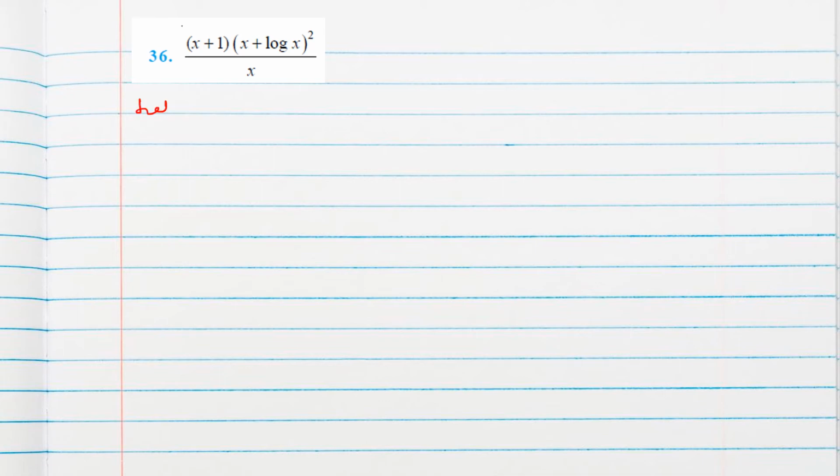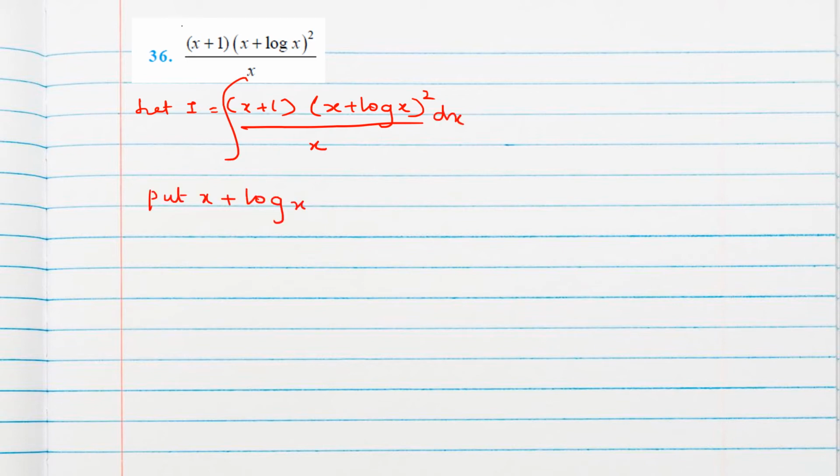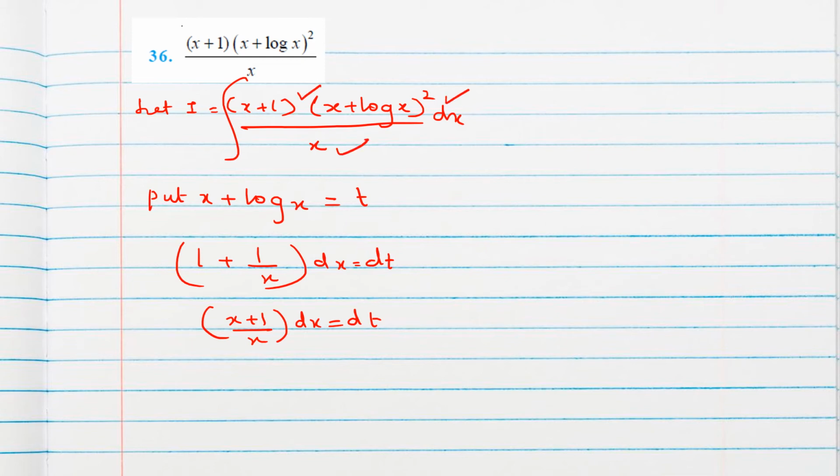Let the integral be I. Now here if we substitute, mostly log term also we substitute in substitution method. So derivative of x will be 1, derivative of log x will be 1 by x, dx is equal to dt. Now cross multiplication will be the term which is there in question. See, x plus 1 by x and dx.